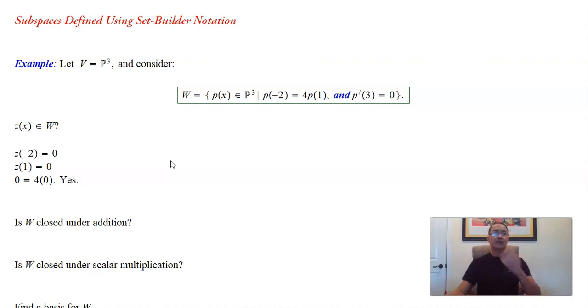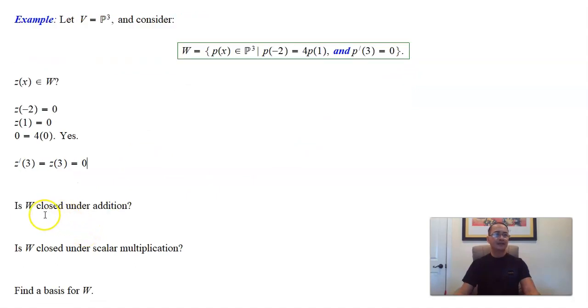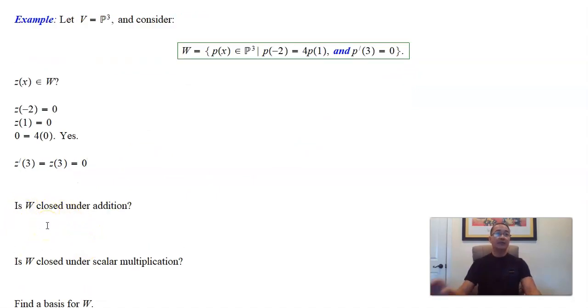Second condition, the derivative. Does the 0 function have a derivative? Yep, we mentioned that a short time ago. It is still the 0 function. Didn't go very far. So if you plug in 3 in here, it's the same as plugging in 3 in here, which is going to give you 0. So yes, the second condition is satisfied. Next, is W closed under addition of polynomials?